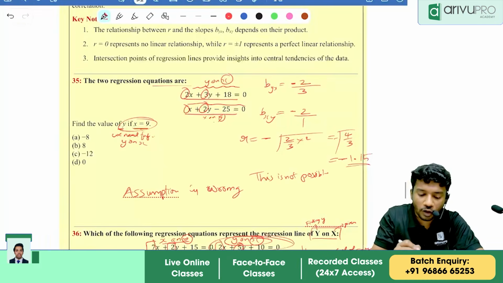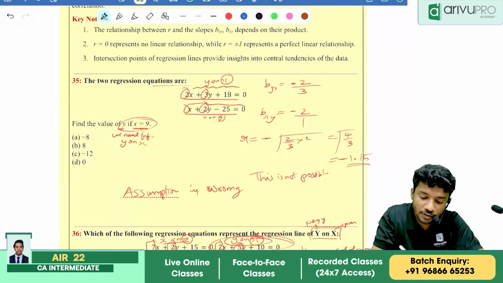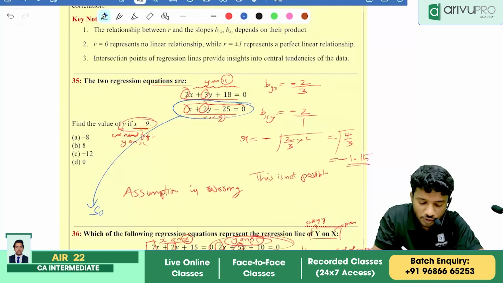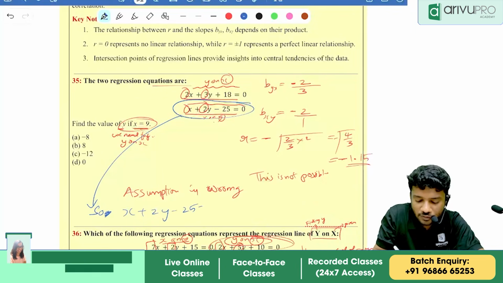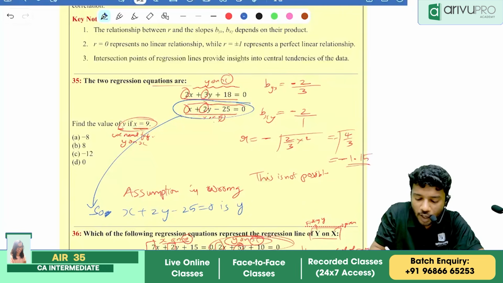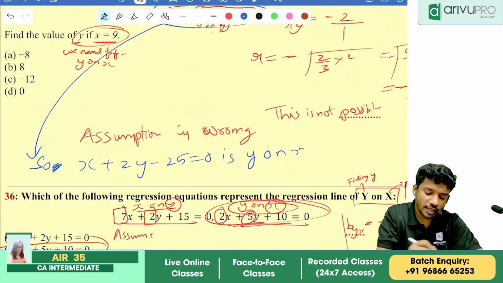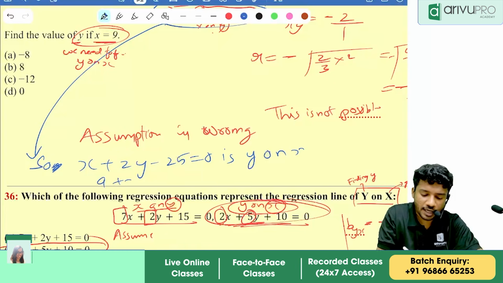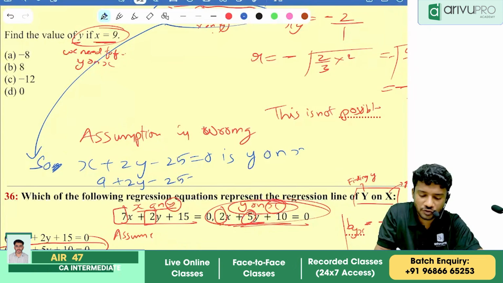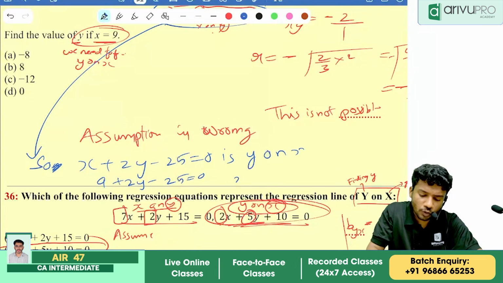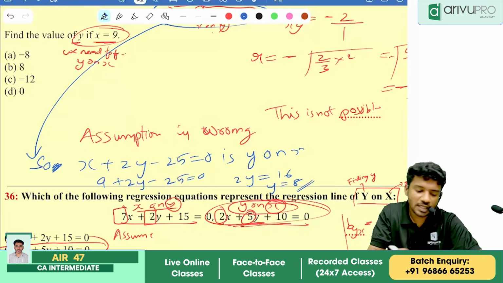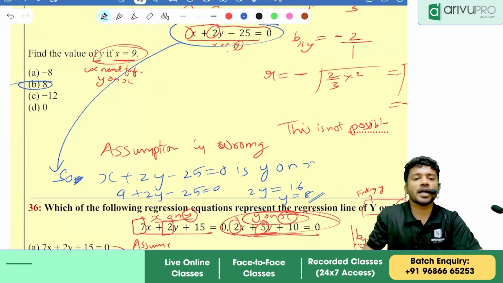Assumption is wrong. So which assumption should be correct? Which is y on x? The second equation should be y on x. So x plus 2y minus 25 is equal to 0 is y on x. Now substitute the value of x. X is equal to how much now? 9. 9 plus 2y minus 25 is equal to 0. Then 2y is equal to how much now? 16. Y is equal to how much? 8. Option B is the answer.